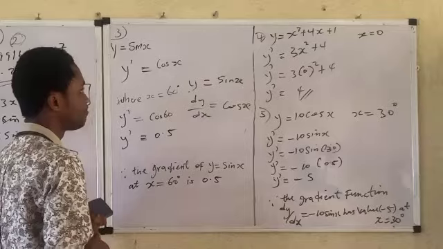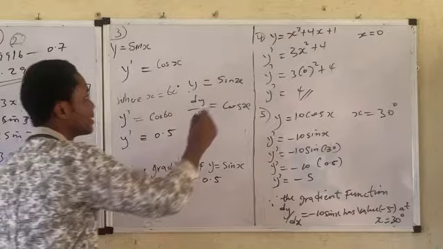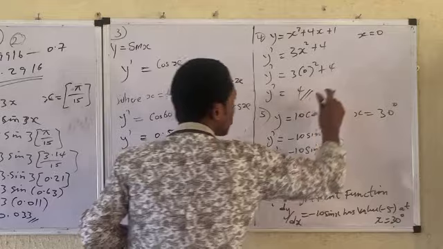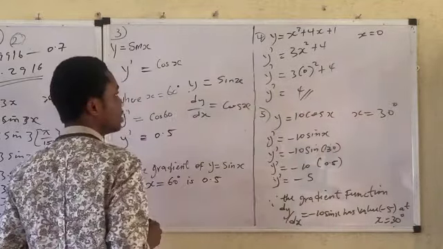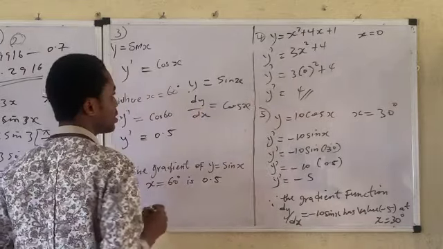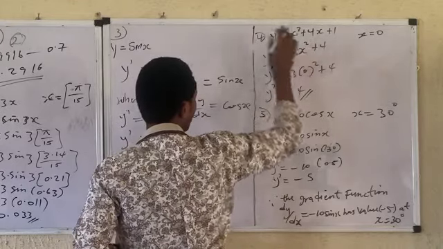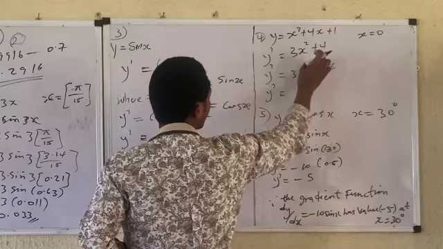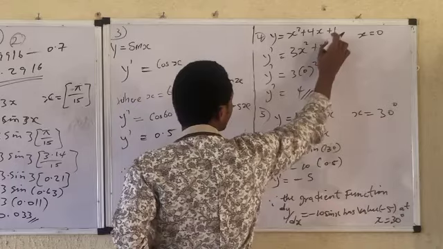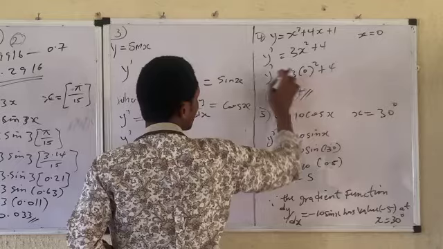Question number 4. Find the gradient of y equals x raised to the power 3 plus 4x plus 1 at a point where x equals 0. y prime equals differentiate x raised to the power of 3. Remember, we bring the power down, which is our 3, x, and remove 1 from the power to give us 2. Plus, the differential form of 4x is 4. Our constant is 0.